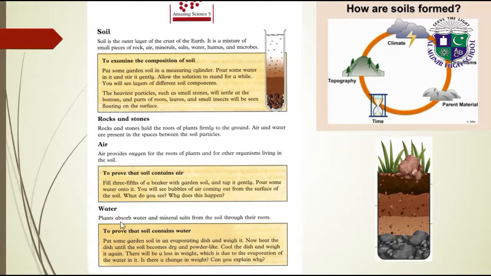Also, soil contains water. Plants absorb water and mineral salts from the soil through their roots. To prove that soil contains water, put some garden soil in an evaporating dish and wet it. Now heat the dish until the soil becomes dry and powder-like. Cool the dish and weigh it again. There will be a loss in weight which is due to the evaporation of water.